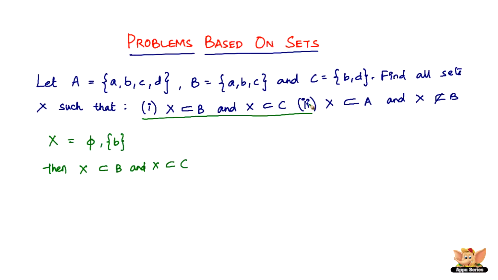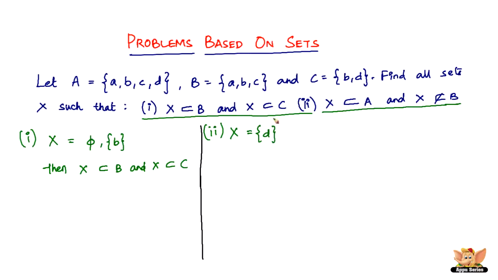So now let's go to the next one, which is X is a subset of A but not a subset of B. Alright, now coming to the second one, X should be a subset of A, at the same time it shouldn't be a subset of B. So whatever is common between A and B should be taken out, and whatever is uncommon only should be taken in. So in that case, this is the second problem. So X will be equal to definitely {d}. d is not there in B.